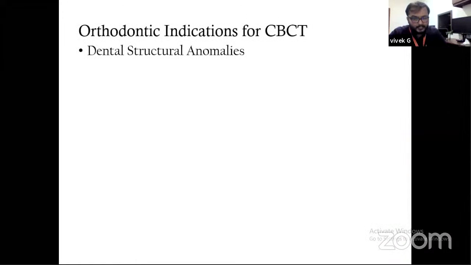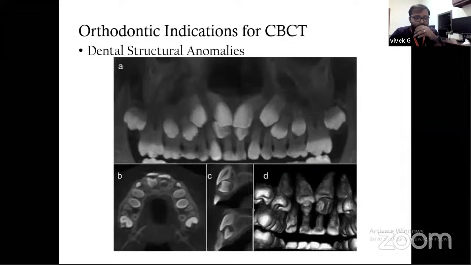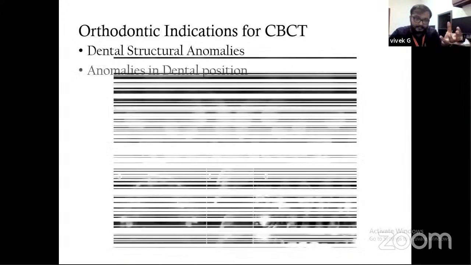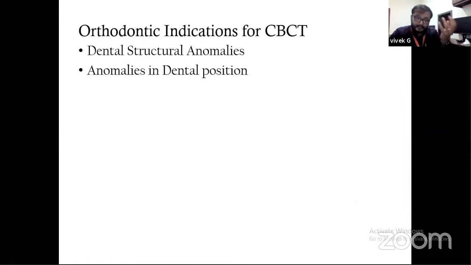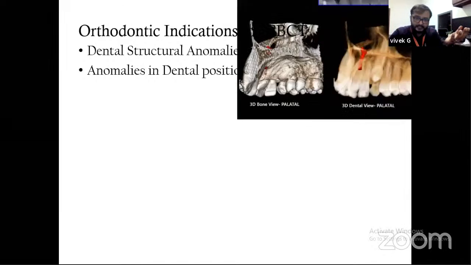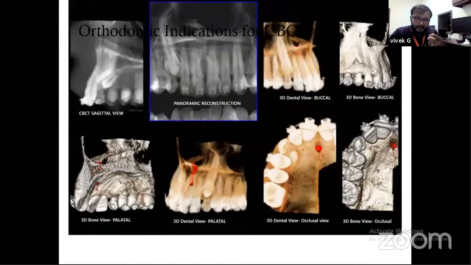Now, when we talk about orthodontic applications, again, dental structural anomalies like multiple impactions can be very well visualized. The image shown in this particular picture is not that great, but again, multiple impactions can be properly identified. If there is a dental position anomaly, I was talking about canine impactions. You can see this particular canine has grown completely. The root formation is complete, but still it is not out. It is because of the presence of a supernumerary tooth, which is blocking the cingulum of this tooth.